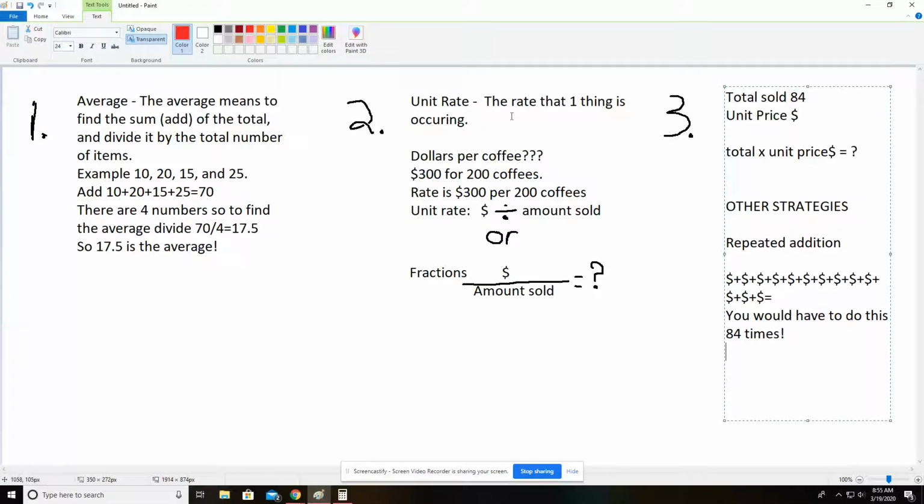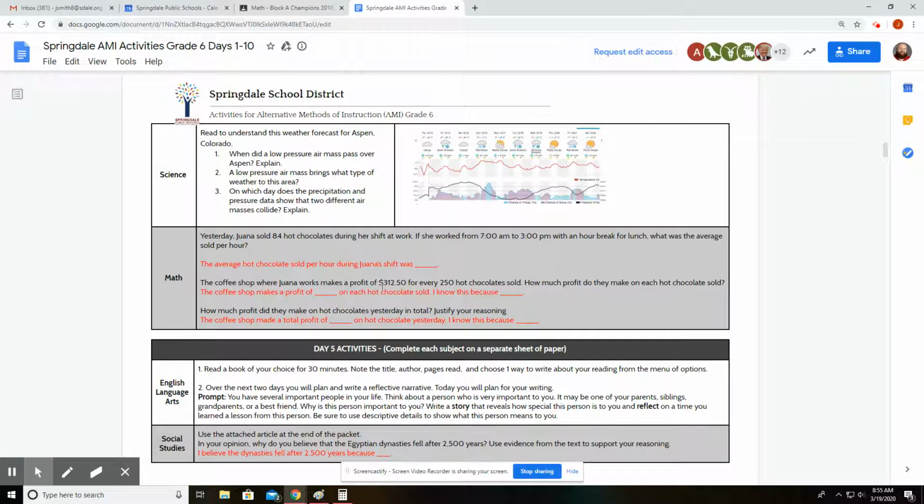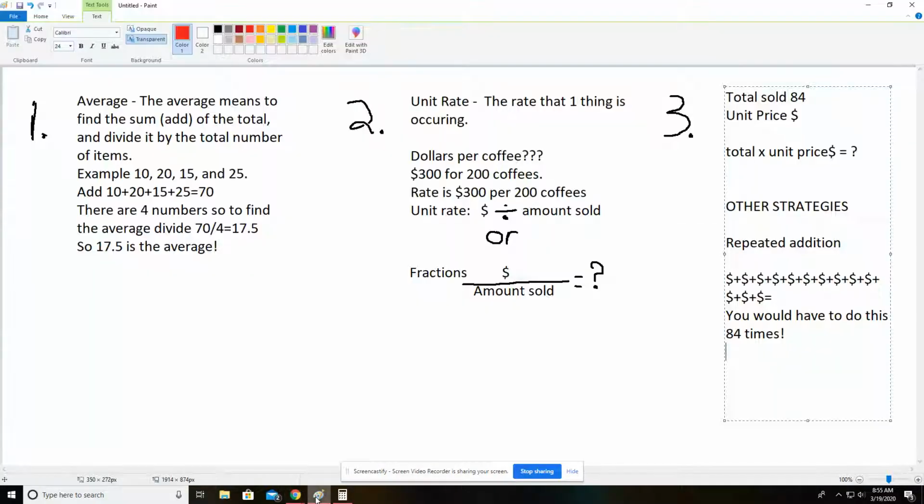We're keeping unit rate in mind because we're going to have to find out the rate of one thing occurring. This is a rate over here. The rate is $312.50 for 250. So we just have to figure out how much each. See where it says each right there? We need to find out how much each cost.